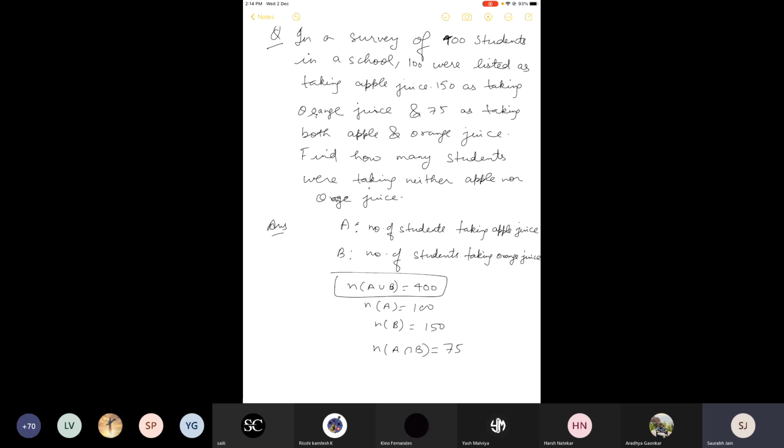What about N(A) equals 100? This is correct, because it is clearly mentioned 100 were listed as taking apple juice. N(A) is 100 correct. N(B) is 150 correct. Both apple and orange juice, 75. This is also correct. But N(A union B) 400, this is wrong, because 400 is the total number of students in the school. So there is a chance, and actually it is happening in the question, that some of the students are not taking any of the juices. Okay. So now I have a question for you. Then what is this 400?